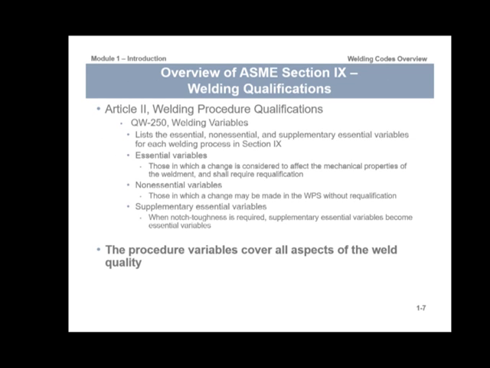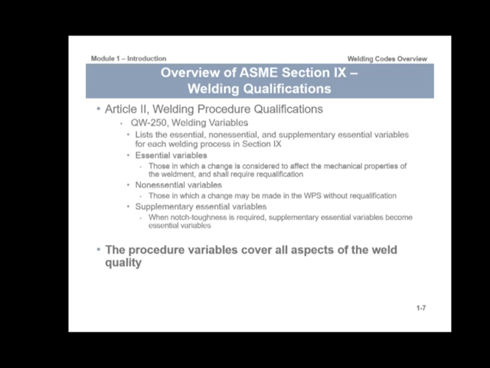Once you get into Article 2, Welding Procedure Qualifications, you have QW250, which is welding variables. This lists the essential, non-essential, and supplementary essential variables for each welding process in Section 9. So shielded metal arc welding is not going to have the same essential variables as submerged arc welding or plasma arc welding or gas tungsten arc welding. Essential variables are those in which a change is considered to affect the mechanical properties of the weldment and shall require requalification. Gas metal arc welding, you switch gases.